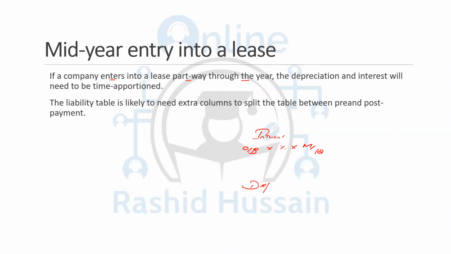Similarly, when you're talking about depreciation, you take the right of use asset, divide by the lease term or life, and then you get the per year depreciation, multiply by months divided by 12. So whether it is interest or depreciation, when you're entering into a lease mid-year, it's not necessarily exactly mid-year. It can be anything, 3 months, 6 months, 9 months, whatever it is. So you need to prorate it by multiplying by months divided by 12.